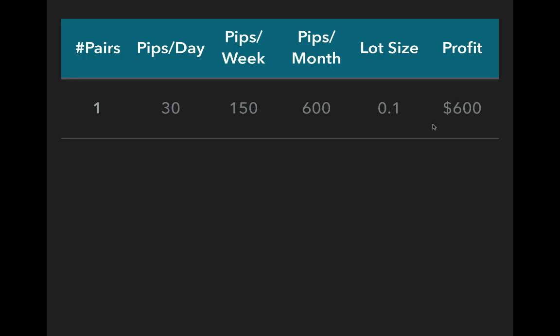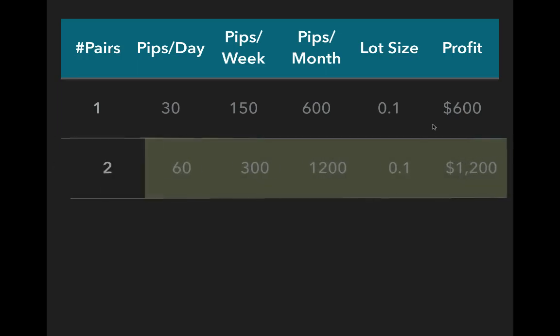Now it's nothing too big, but it's also not chump change either, right? $600 a month, that could help you do a lot of things. Maybe pay for some bills, pay for groceries, right? Gas for your car, whatever, right? It's just an extra nice little side income that you make for yourself from just watching one pair a day, okay, and just looking for one good setup and catching 30 pips, okay? You do that every day for a month, you get $600.